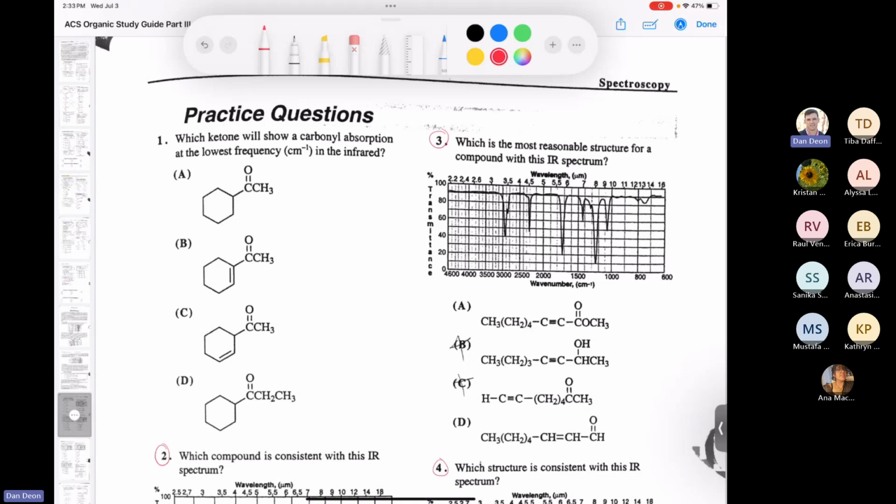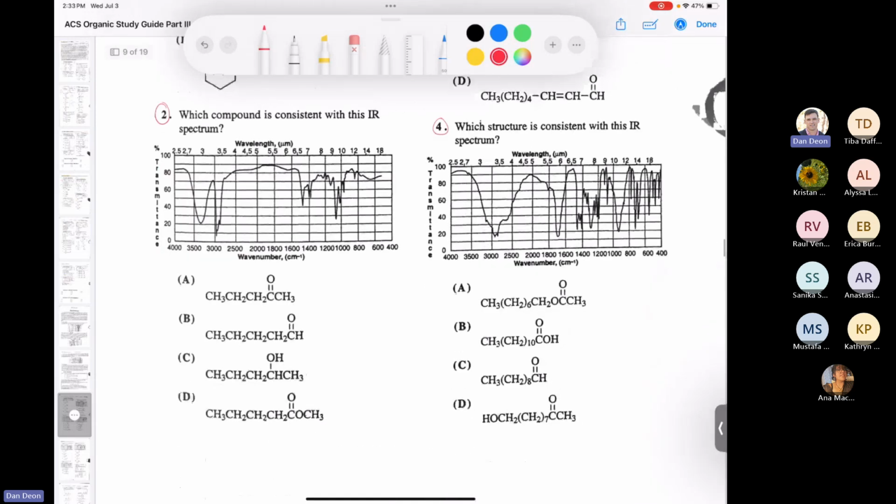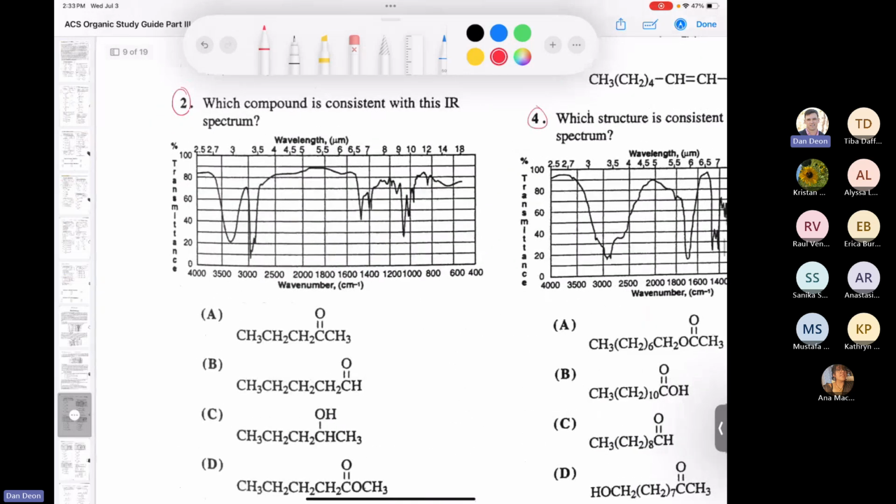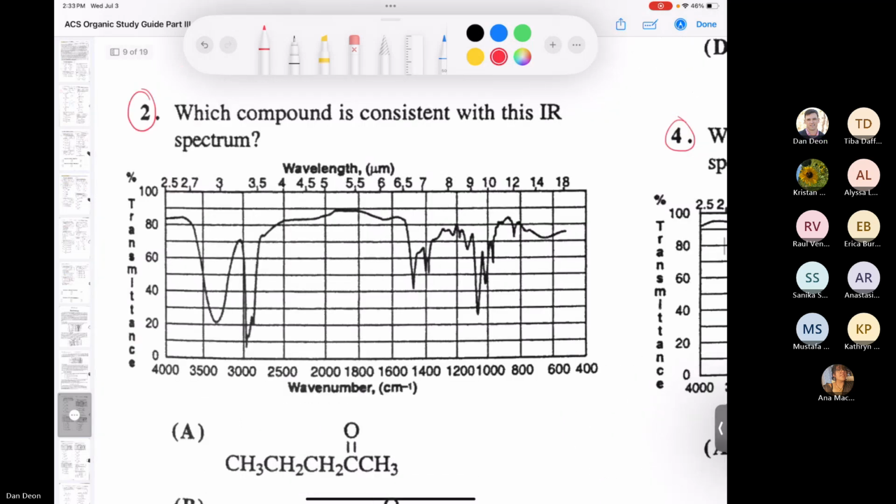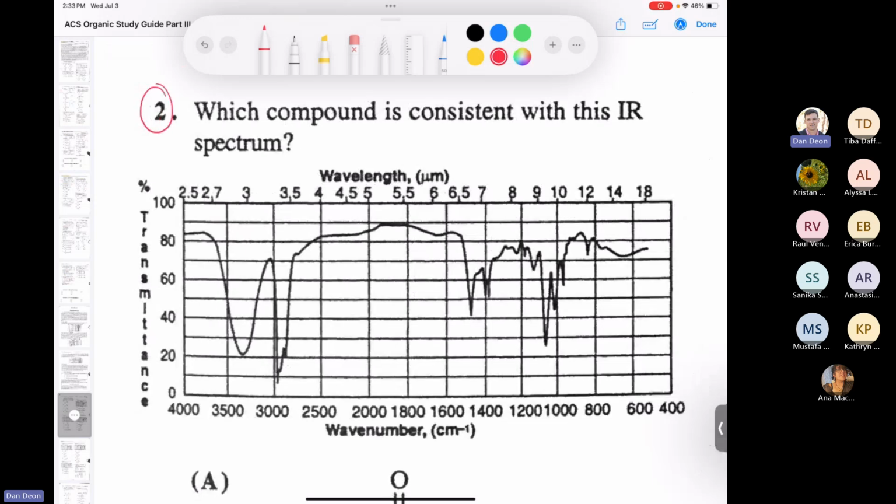Let's start with question number 2. It's the first one I had on here. We'll start with some low-hanging fruit, and then we'll get into something a little more complicated. Just bear with me here. If I look at the spectrum here, are there any functional groups that anybody recognizes right away? Is there a stretch that I know? Is there anything in here that anybody recognizes immediately?